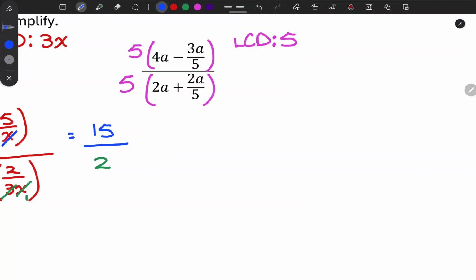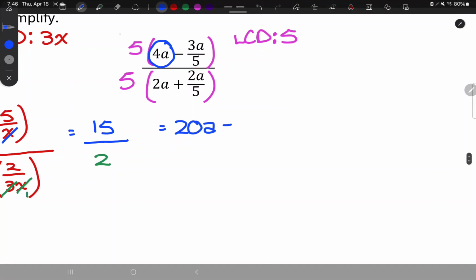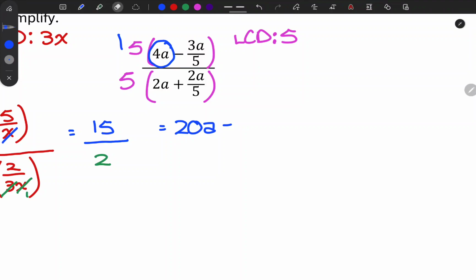Now what I'm going to do is multiply this out term by term, and I'm just going to do that underneath here. So for example, I need to do 5 times 4a. That's going to be 20a minus 3a over 5, also times 5. Now this is where the magic happens. You're multiplying a fraction that was over 5 times 5. So this is actually just minus 3a. Look at how much nicer that numerator is. Let's do something similar with the denominator.